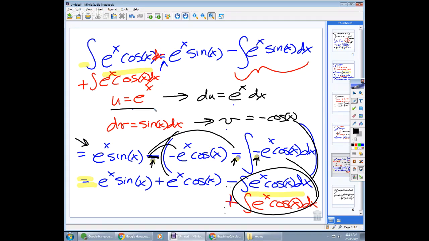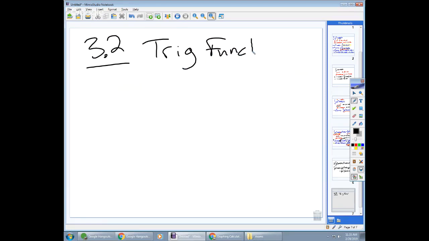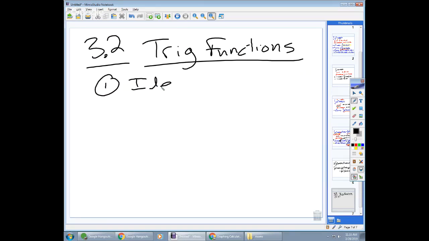The next thing we're going to work on in section 3.2 is trig functions. And the big thing about trig functions, there's two tricks. One trick: trig identities.